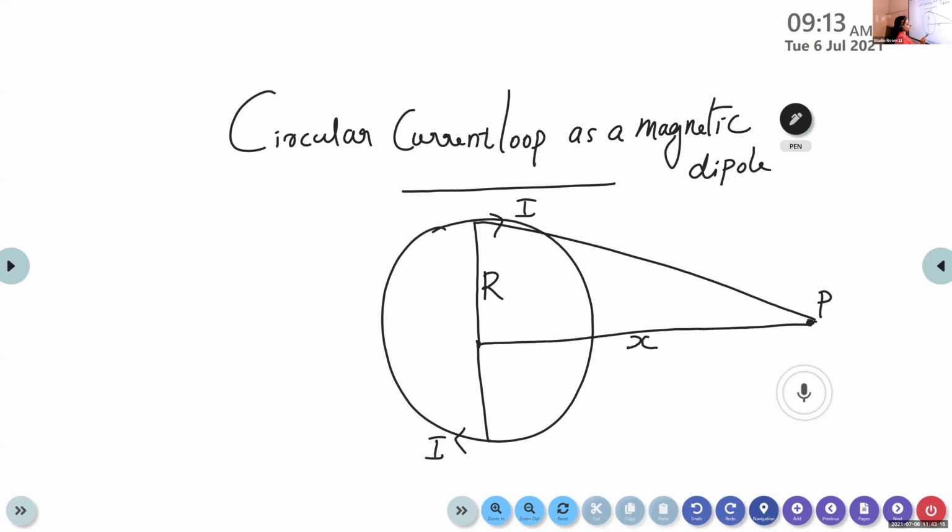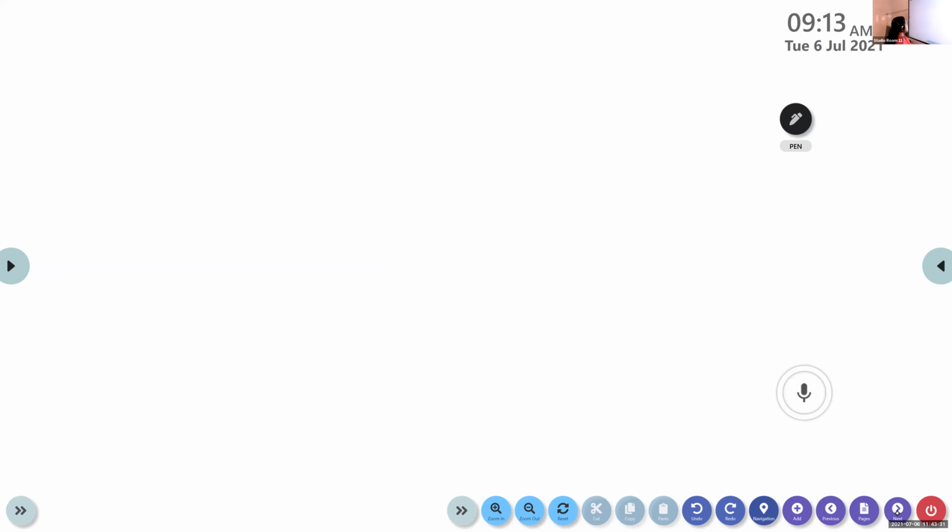Here also we are considering a small segment. This figure is exactly the same as that of the magnetic field due to a current carrying circular loop, and we find an expression for the magnetic field produced at this point P. So by Biot-Savart's law, the magnetic field produced at the point P is given by, what is the equation? Revise the equation. Anyone remember?